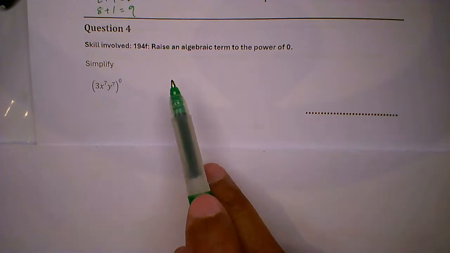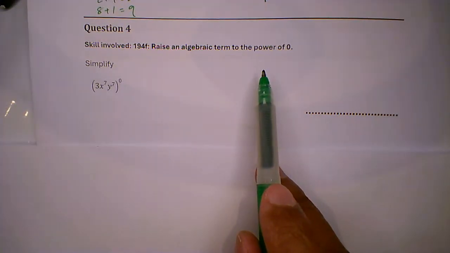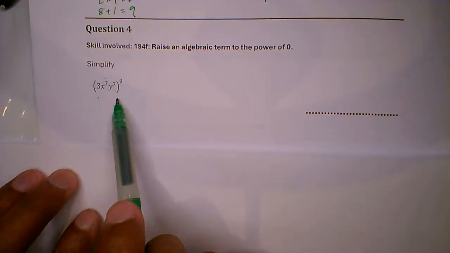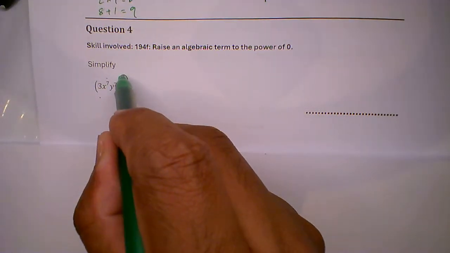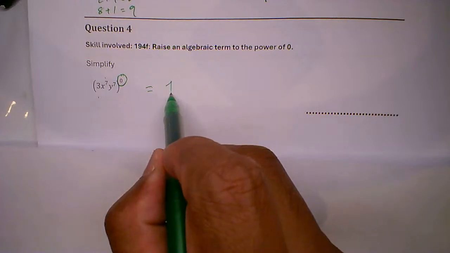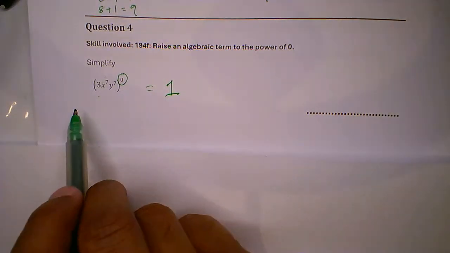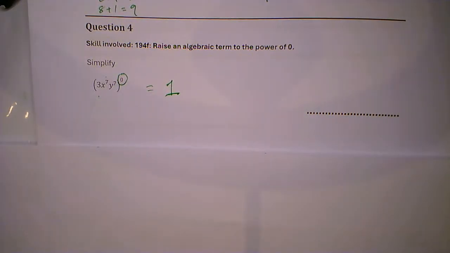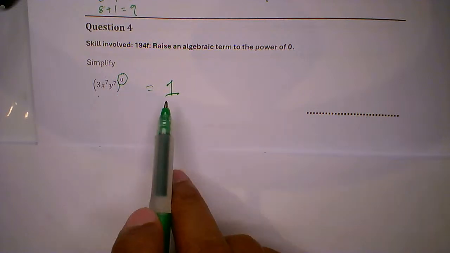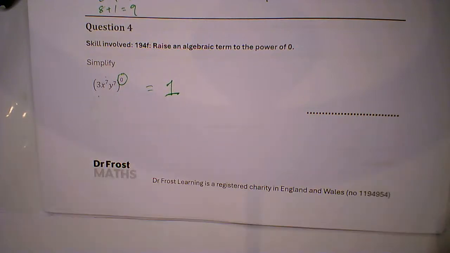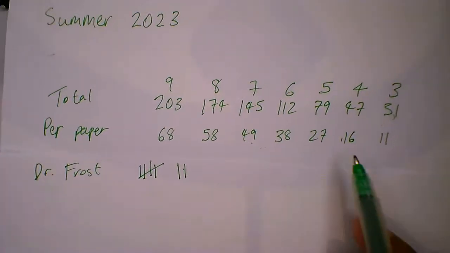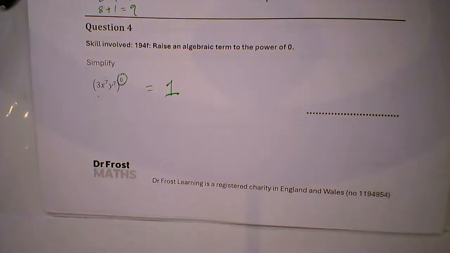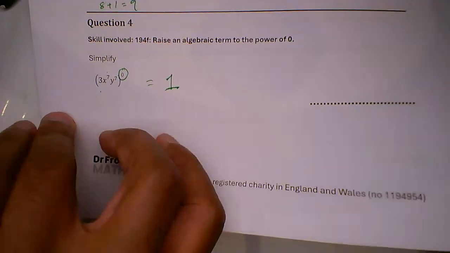Question 4. Raise an algebraic term to the power of 0, or simplify this. That's what we need to know. So simplify this, and again, anything to the power 0 is always 1. So that's just a trick question there. Looks complicated, but once you spot that there's a power of 0, it becomes 1. So that would usually be a 1-mark question. So that's 1 mark. So we've got 7 marks. We are 4 marks away from a grade 3.